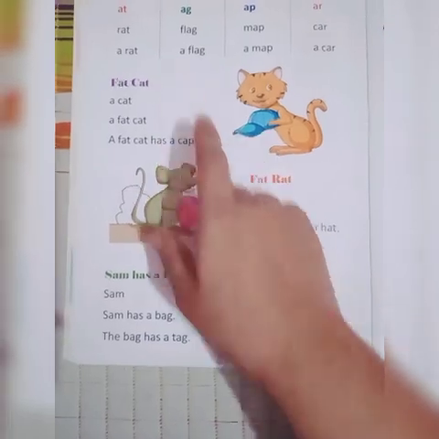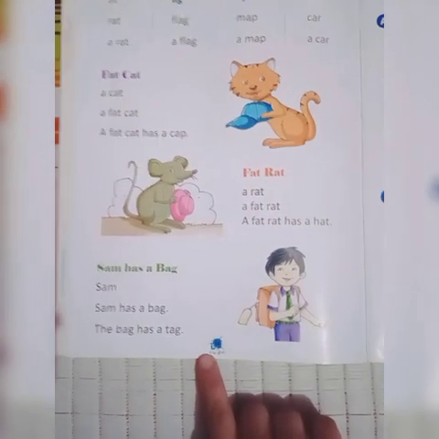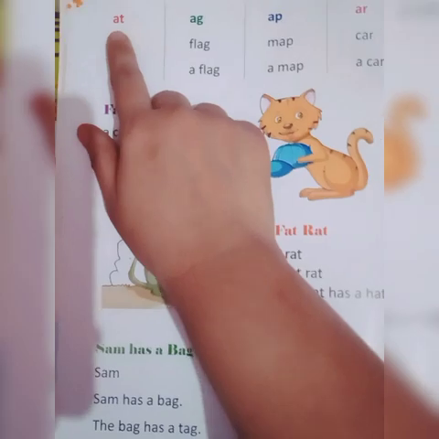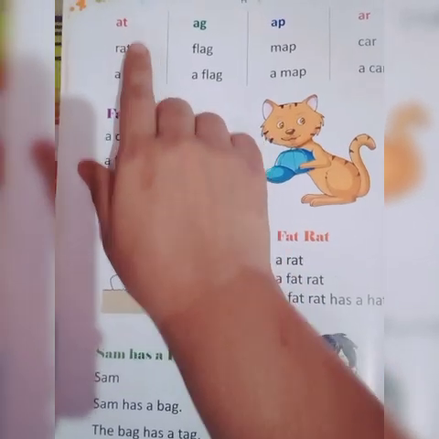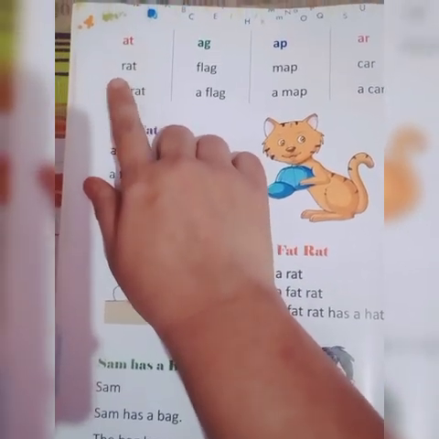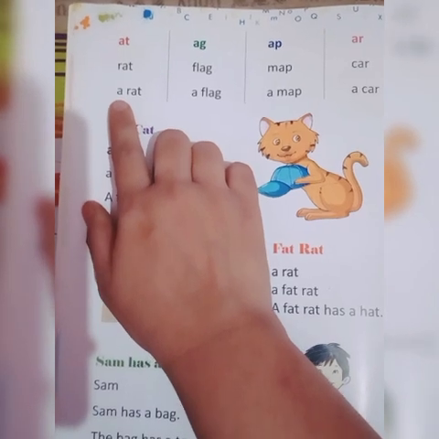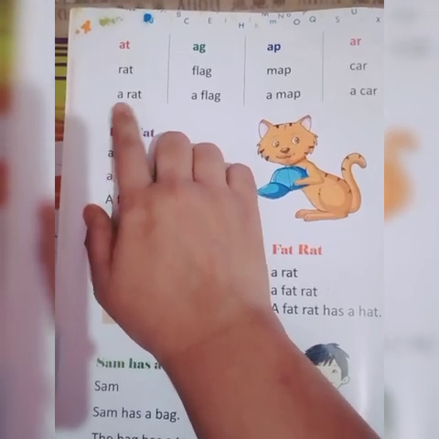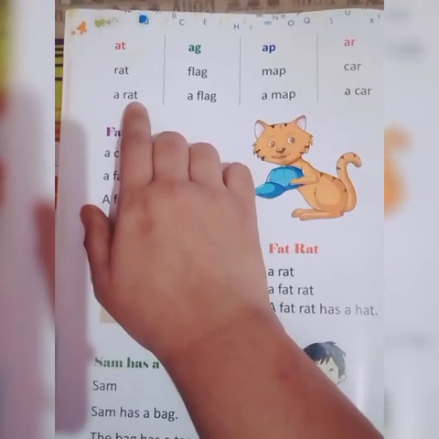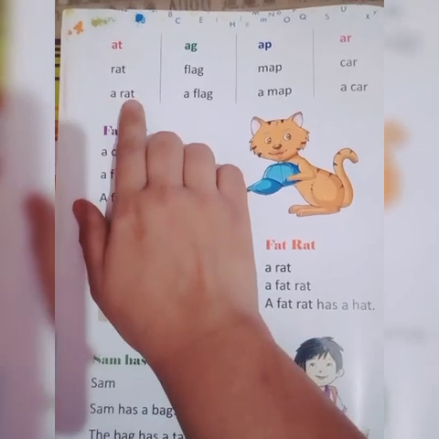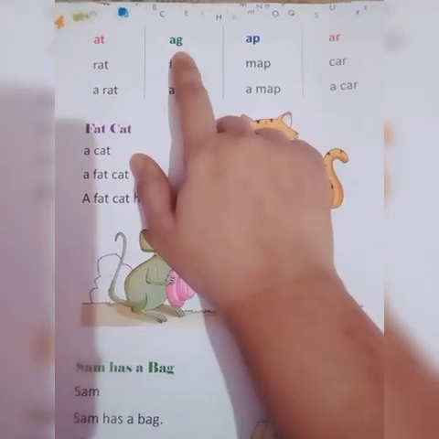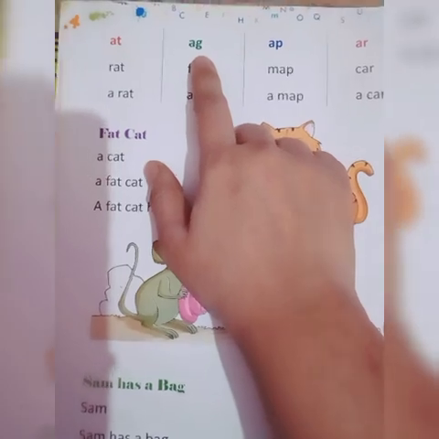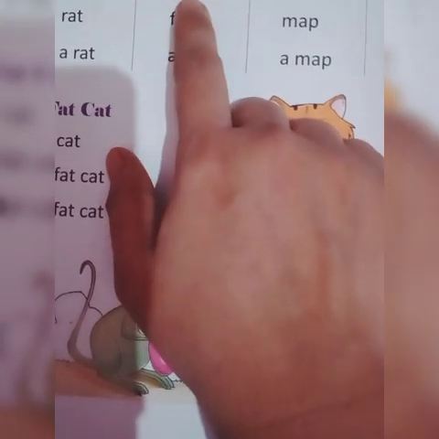English reader book, page number 16. A-T, at. R-A-T, rat. A rat. A-G, ag.